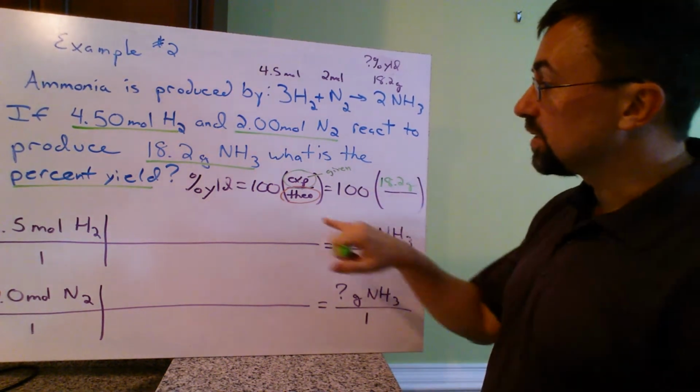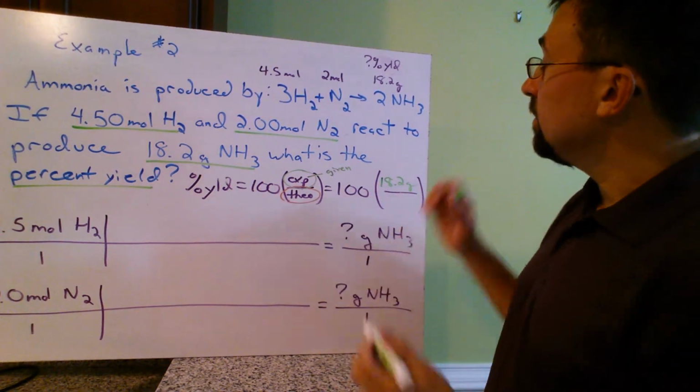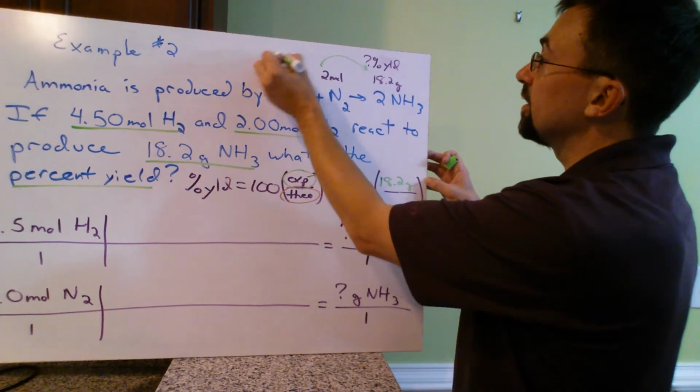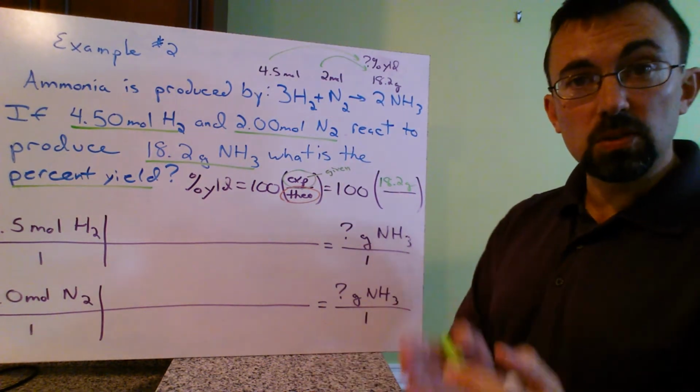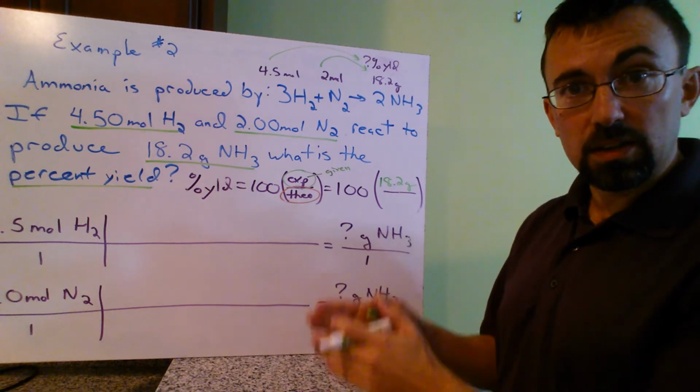The real question is, what's the theoretical yield? Well, we have two other numbers we could use to calculate over. And again, we're going from chemical A to chemical B, which means we have to use a mole-to-mole ratio, which means step number one is get our answer into moles.